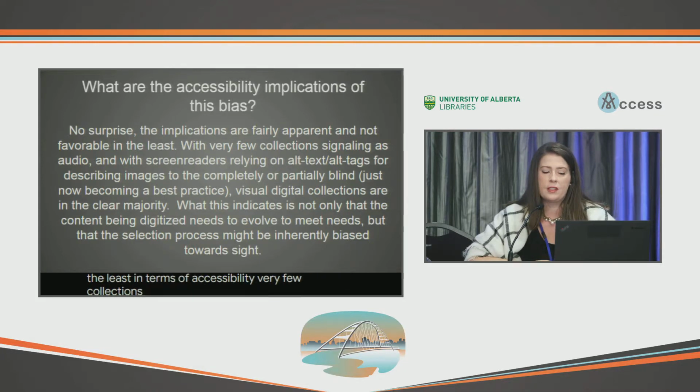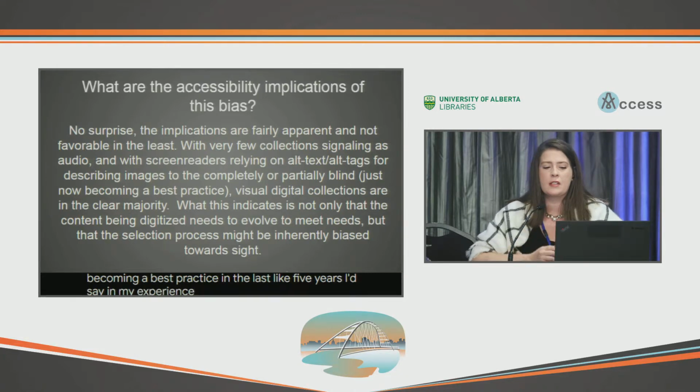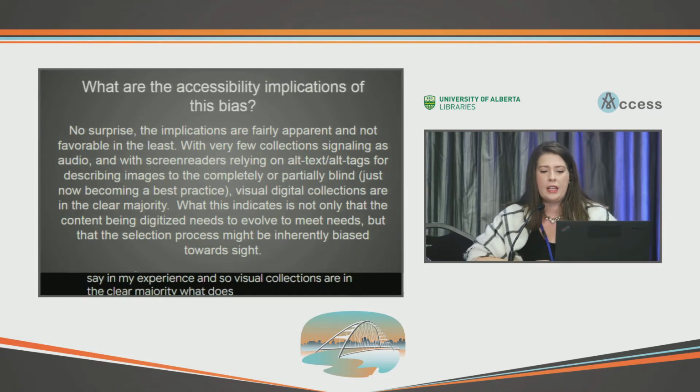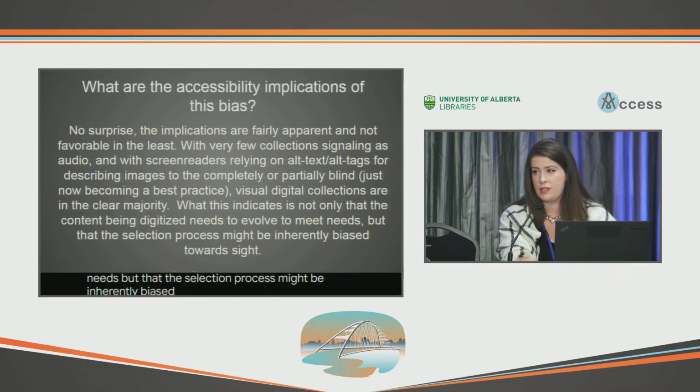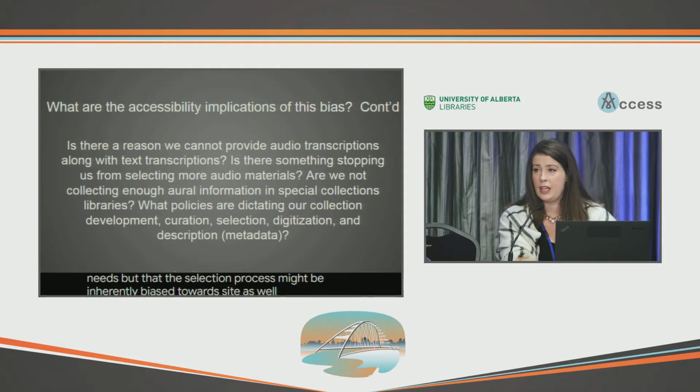Very few collections signal as audio, and screen readers do rely on alt text and metadata to describe images to completely or partially blind people. It's just now becoming a best practice in the last 5 years, I'd say, in my experience. And so visual collections are in the clear majority. What this indicates is not only that the content being digitized needs to evolve to meet needs, but that the selection process might be inherently biased towards sight as well. It could also indicate that we don't actually have enough collections that are audio-based.